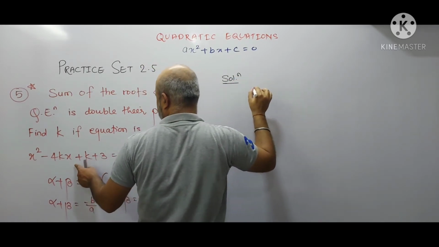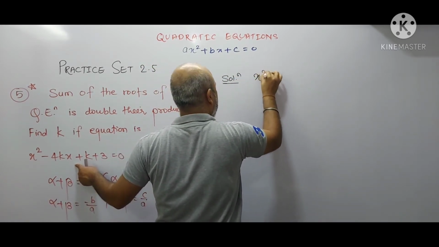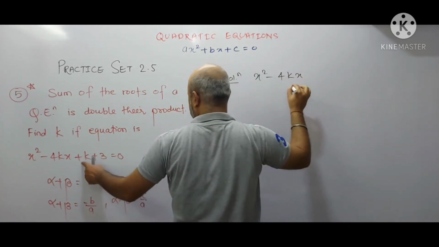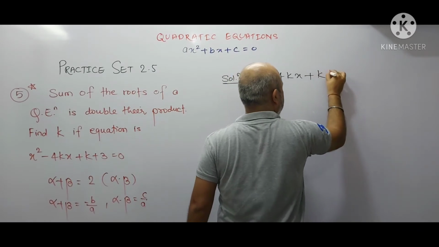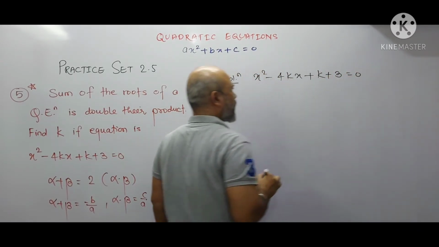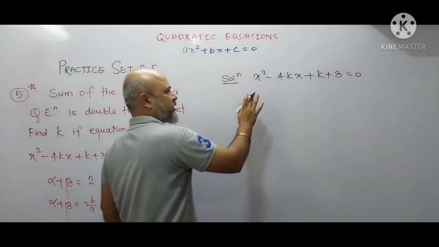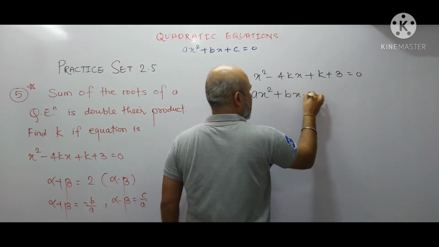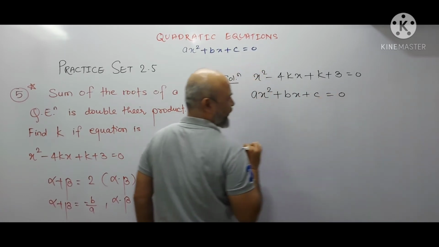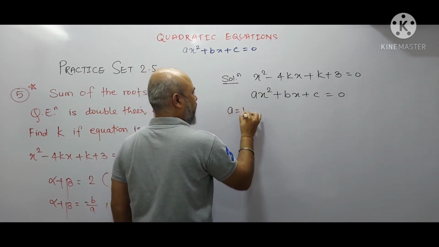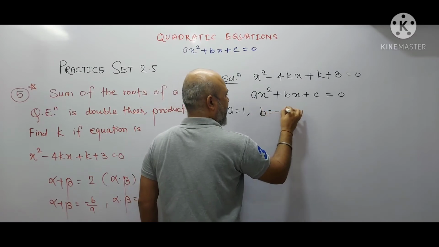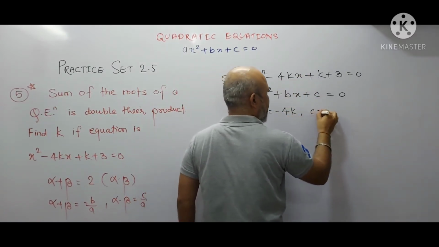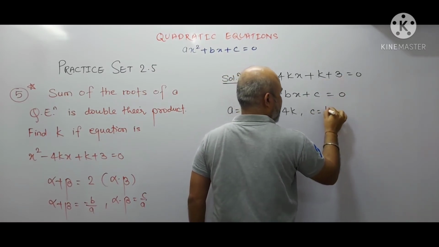To start the solution, what is quadratic equation? That is x square minus 4kx plus k plus 3 is equal to 0. We are going to compare this with standard form of quadratic equation, that is ax square plus bx plus c is equal to 0. What is a? A is 1. What is b? That is minus 4k, which is coefficient of x. And what is c? C is constant, which is k plus 3.